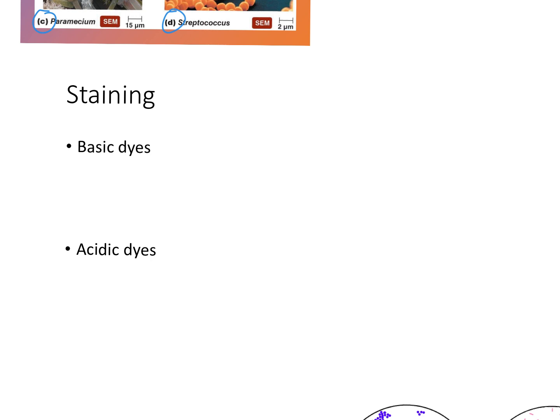All the dyes that we use in lab are either going to be basic dyes or acidic dyes. And if they're a basic dye, that just means the colored portion of that chemical, that's the dye, has a positive charge to it. And that's important because then that's going to adhere to the negatively charged bacterial cell wall. Okay, and all bacterial cells have a slight negative charge to their cell wall.